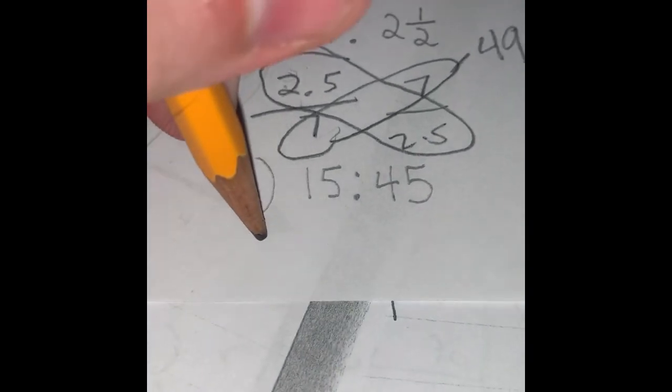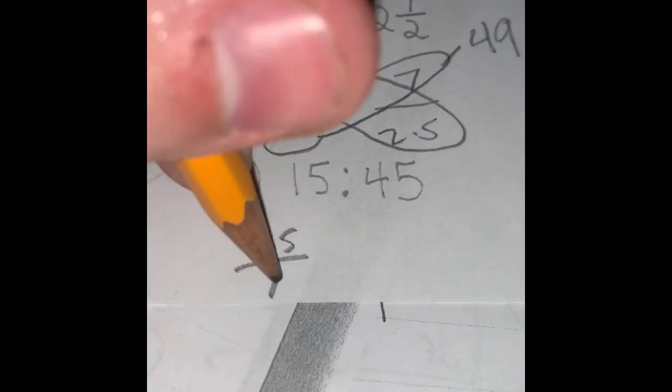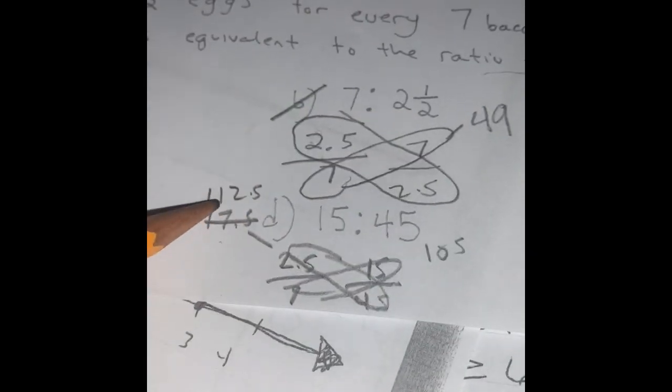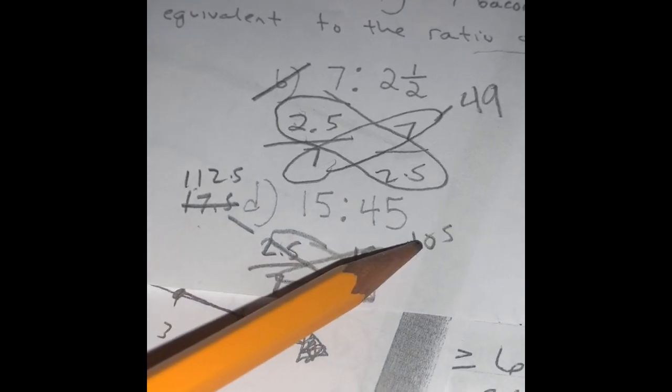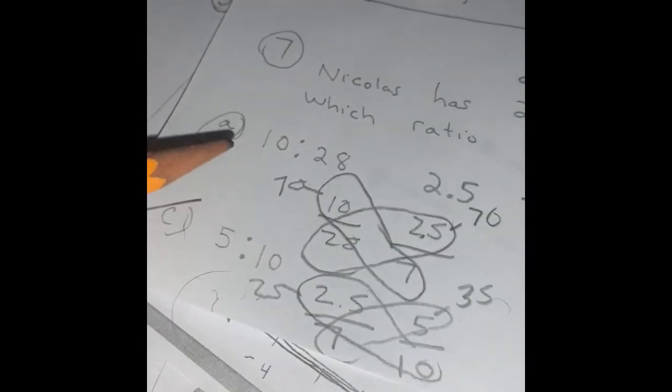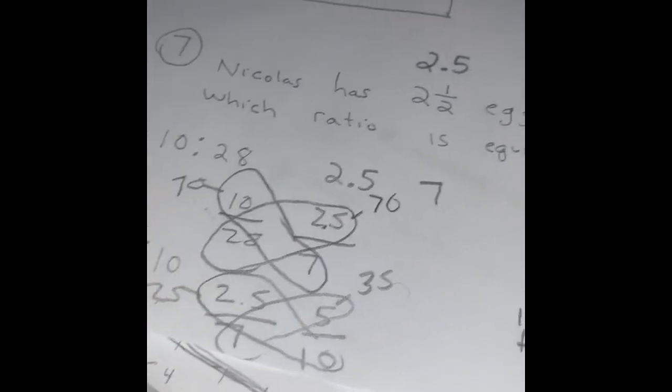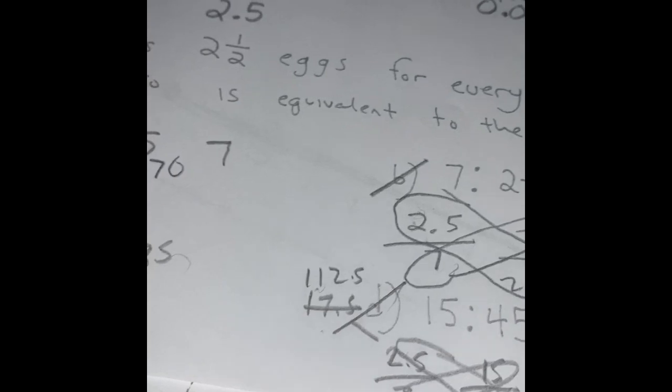Lastly, I'm going to check 2.5 over 7 and 15 over 45. So lastly, when I check this final answer choice, I get 2.5 times 45, which is 112.5, and 7 times 15, which is 105. Those are not equivalent, so I can cross it out. And even though I saw that this one was right from the very beginning, I didn't just go ahead and circle it. I circled it, but I made sure to prove that all the other ones were wrong as well.